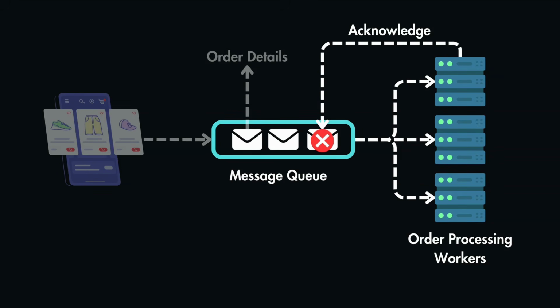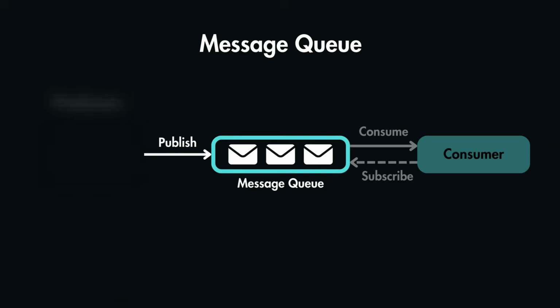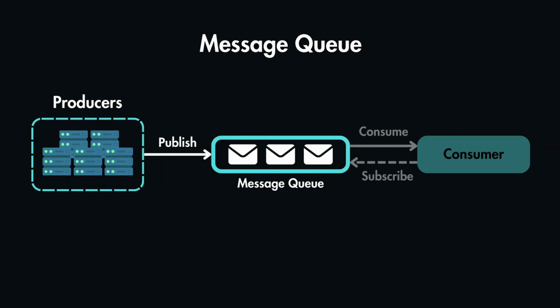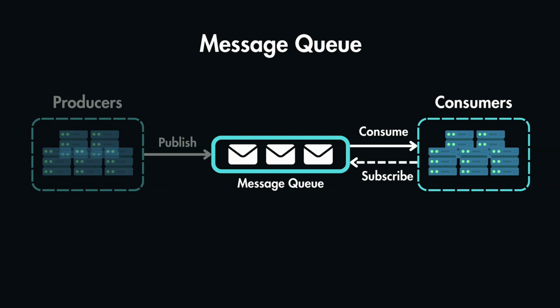again. This is a bit of a simple example, but there can be many apps that are writing to the queue, meaning we can have multiple producers, and also on the other side we can have many consumers or servers that are reading from this queue.